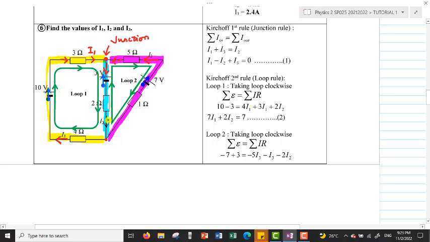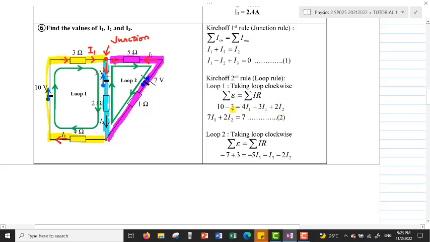And then we have I2. I2 is passing through the 2 ohm resistor. If we compare the direction of I2 with the direction of the loop, it is the same. So I2 will also be positive. We give a positive sign. So I2 multiplied by the resistance of 2 ohm, so we have positive 2 I2.